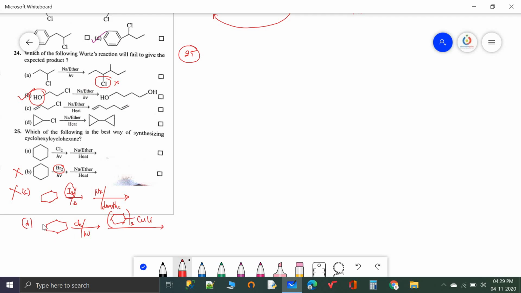But in this particular case, if you take D, first of all I will discuss the D compound. Initially cyclohexane reacts with chlorine in the presence of sunlight to give chlorocyclohexane, and it is subjected to lithium dialkyl cuprate, dicyclohexyl cuprate. Here it forms the negative charge. This negative charge has to attack this particular carbon to replace the chlorine, so that we can get this product.